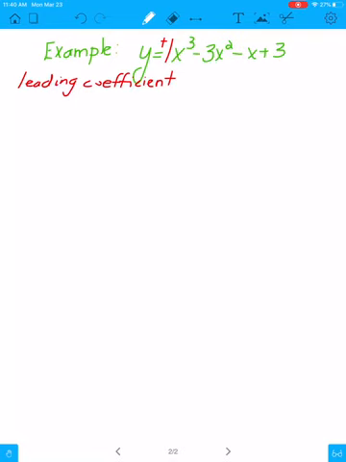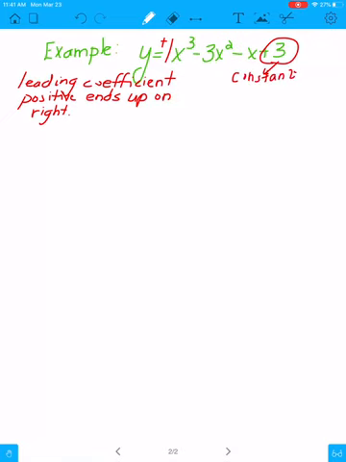Okay, leading coefficient is positive. So I know this graph ends up on right. I also know that the constant equals 3. So I know my y-intercept is at 0 and 3.